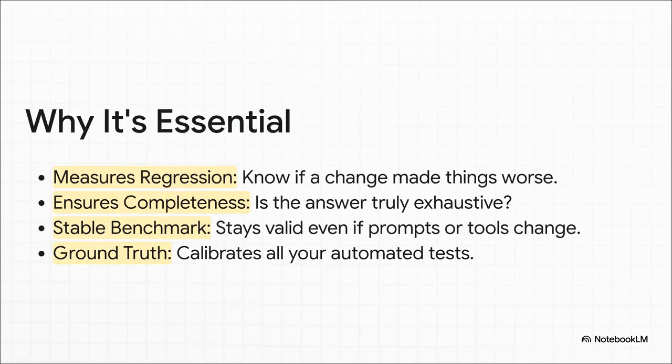So why is it so non-negotiable? Well, think about it. It's the only way you can tell if a new change you made accidentally broke something that used to work. That's called regression. It's also the only way to be sure that your model's answers are actually complete. And maybe most importantly, it's a stable benchmark. Even if you totally rewrite your prompts or change the tools your system uses, your golden dataset is still the ground truth that you measure everything against.